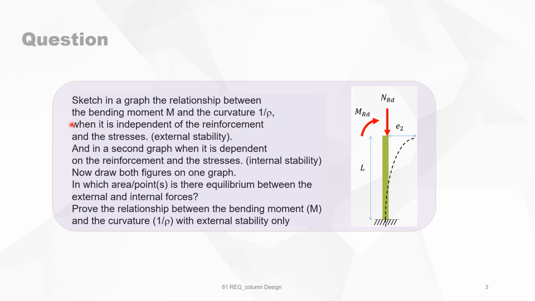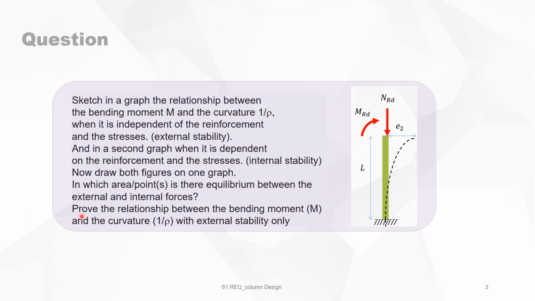When it is independent of the reinforcement and the stresses inside the cross-section of the column, it's the external stability. And make also the graph when it is dependent on the reinforcement and the stresses. So that's the internal stability. Now draw both graphs on one figure. In which area or points is there equilibrium between the external and the internal forces?